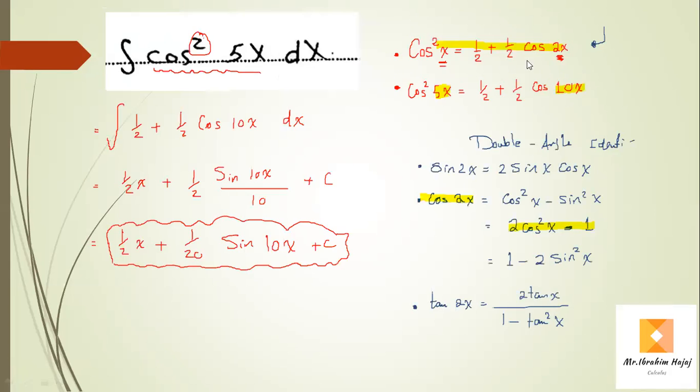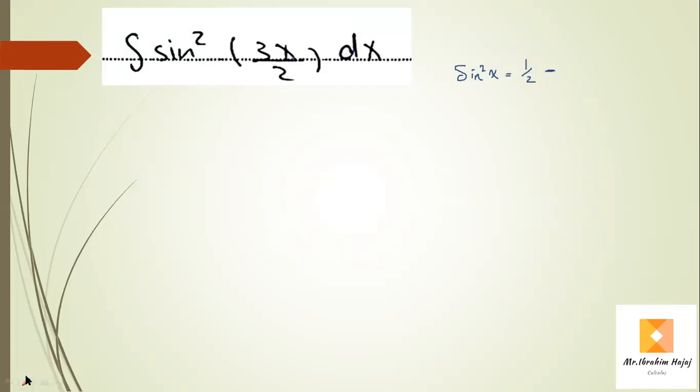Next page, we have this question, but for sine squared. For sine squared, write this identity. Sine squared x is equal to the same 1/2, but minus. The previous one was plus. Yes. And here minus. So it's 1/2 minus 1/2 cosine 2x.